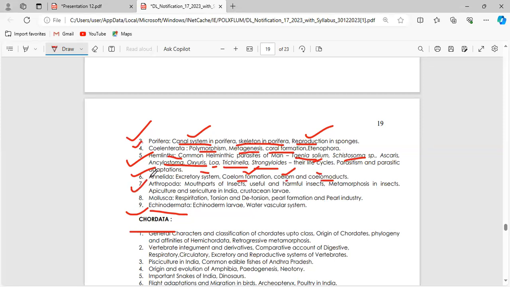And next, Arthropoda. In Arthropoda, they have given mouth parts of insects. The most important thing, different types of mouth parts are followed by different types of insects.